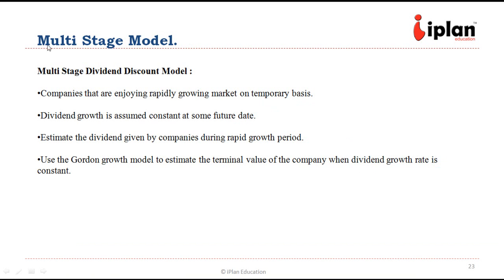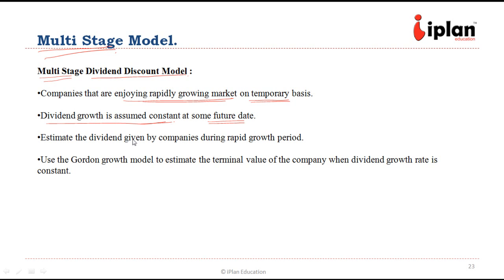So far we have considered only the single stage dividend discount model, where the dividends were expected to grow at a constant rate for a longer period of time. But let us assume there is more than one stage. So there is not one single growth rate for the dividend. Temporarily, the company is enjoying a high growing market and the growth rate is higher for a few years in the first stage, and then it will drop to a sustainable growth level. So after a future date, dividend growth will be assumed as constant. Before that, the growth will be something else.